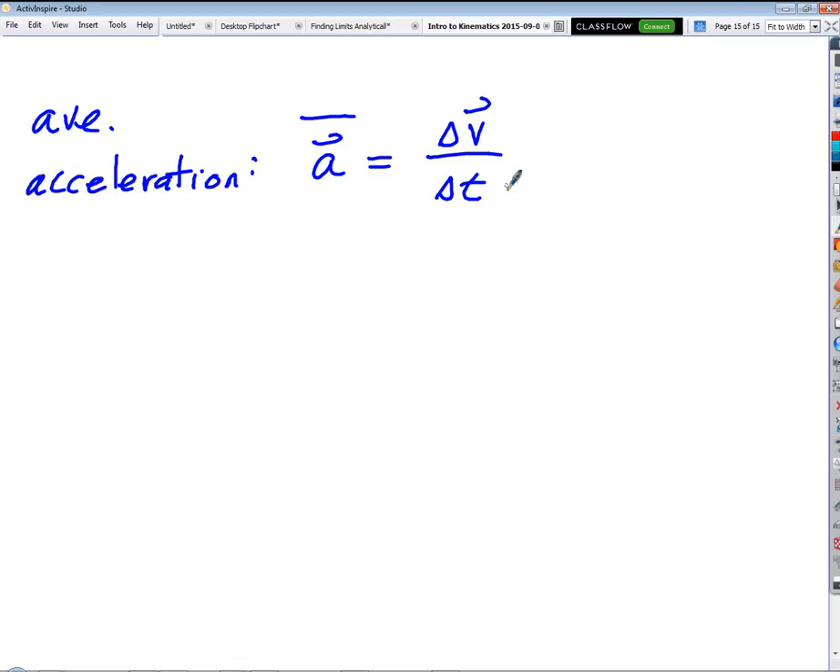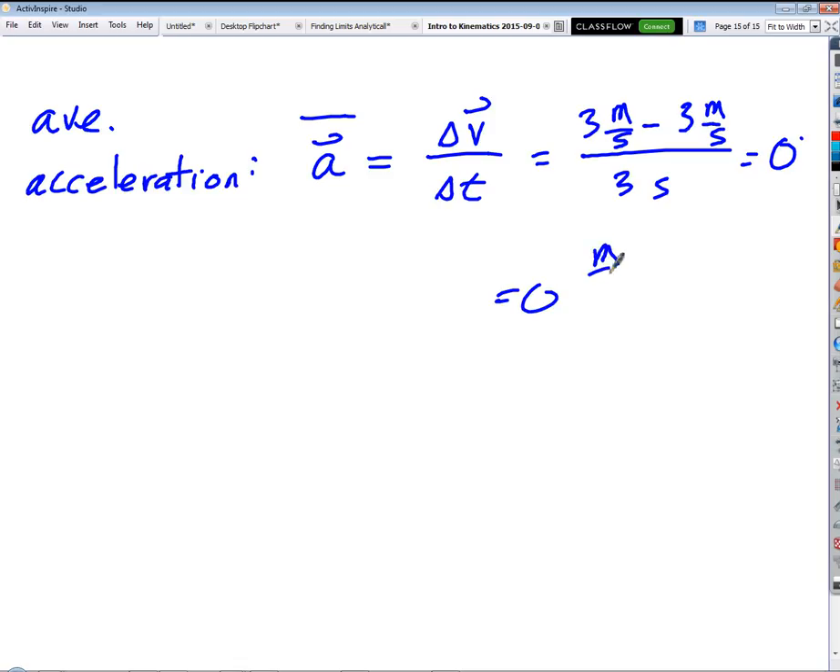If it took me 3 seconds to go 3 meters, what's my speed? 1 meter per second. So 3 meters over 3 seconds. Positive, I'm going in that direction. Did it ever change though? No. So my acceleration by definition is going to be 1 meter per second minus 1 meter per second over 3 seconds. My final speed minus my starting speed, they're the same thing. So I end up with 0, and the units are going to be weird, aren't they? I'm going to get 0 meters per second over seconds.